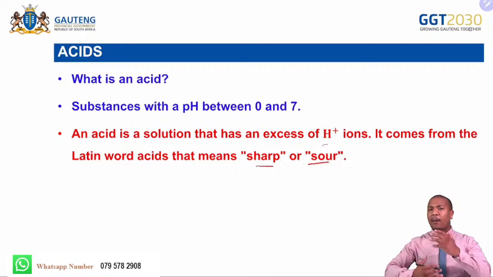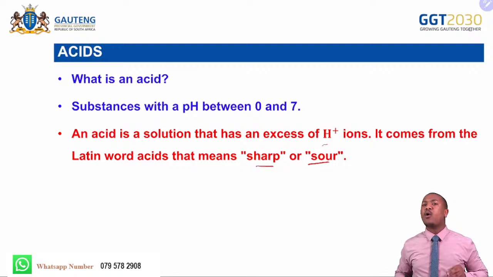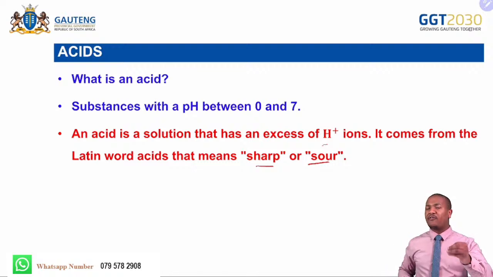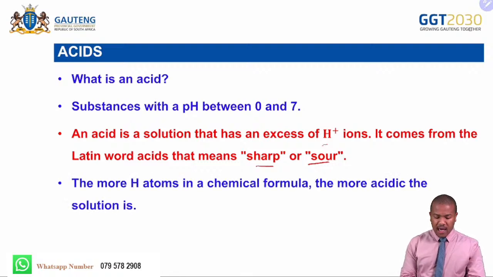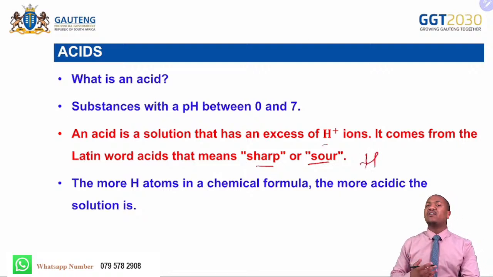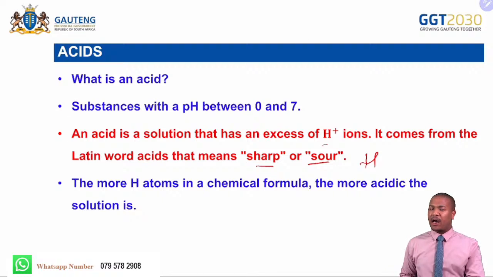Now, talking about sharp or sour, remember when we talked about the properties of acids, we said acids are sour in taste, right? So we're going to revisit that as well. We said that the more the hydrogen atoms in a chemical formula, the more acidic the solution is. And in acids, we also find what? The element hydrogen in front of its chemical formula.